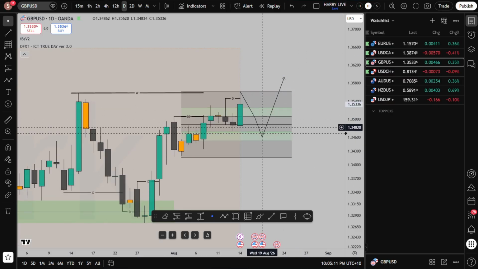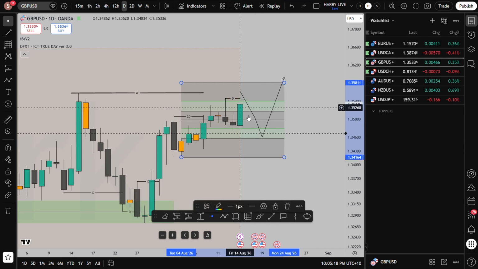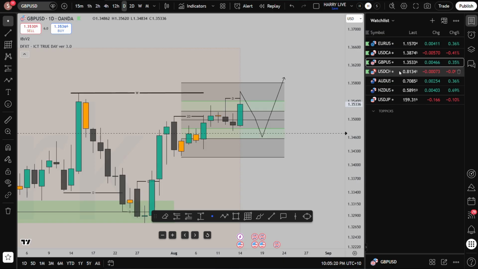So these are the two predictions on this. We can actually continue from here or here, from this region or this region. Let's see what happens next week.